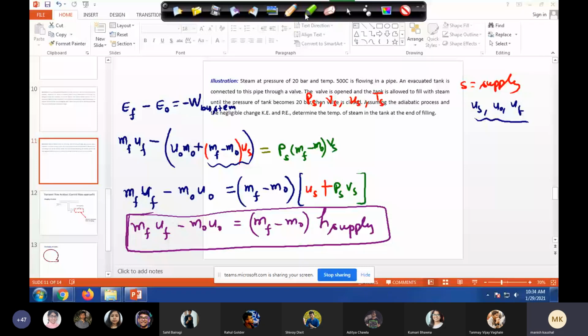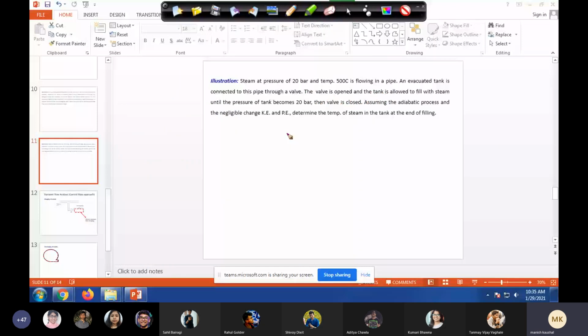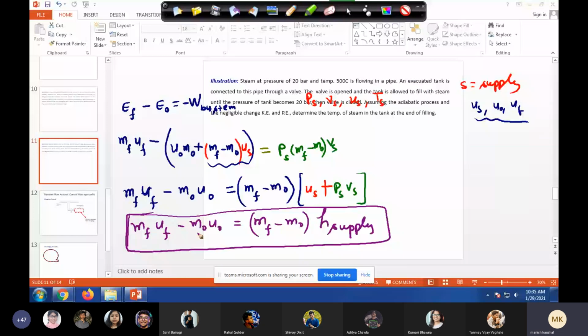If you see our problem statement, let me open the page. We have an evacuated tank. So what is our M0? Anyone? 0. Okay, then we see how this equation becomes simplified. If we take M0 equal to 0, what are we left with? MF UF is equal to MF H supply. MF gets cancelled, so UF equals H supply. With this you can easily solve this problem.